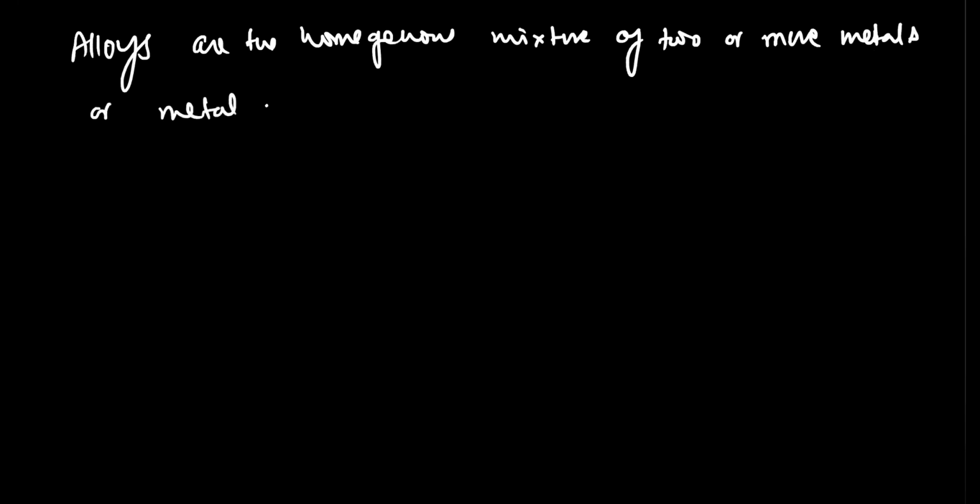Homogeneous mixtures of two or more metals, or metal and non-metal. And what is the basic principle? Why are we making alloys? The reason behind this is that there are certain important purposes because of which we make alloys. The first of them is to increase their tensile strength.